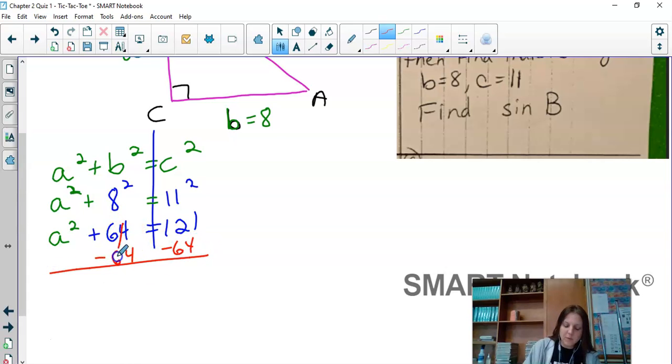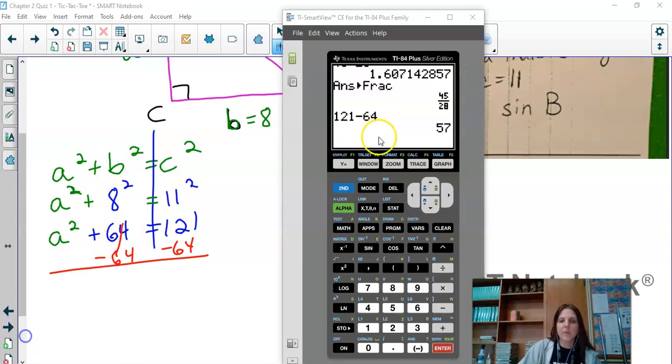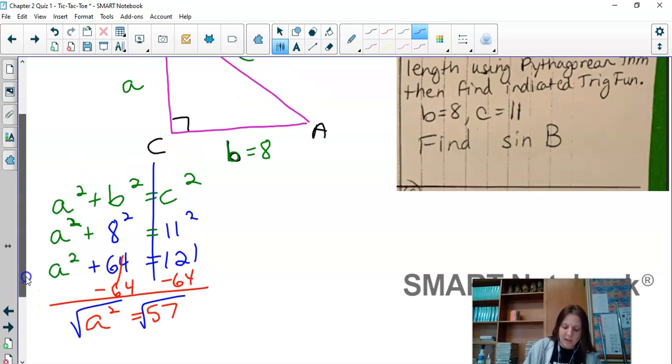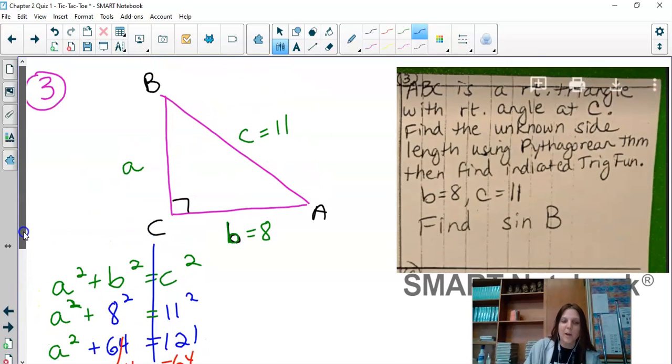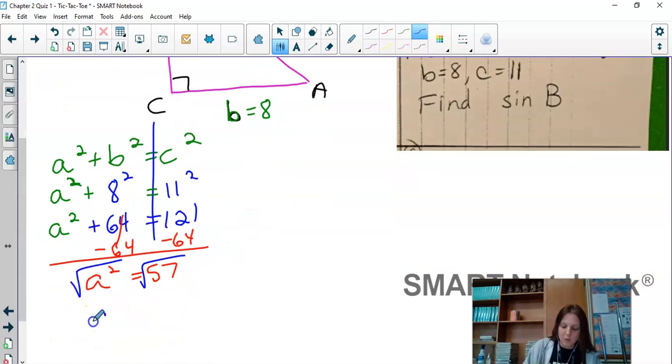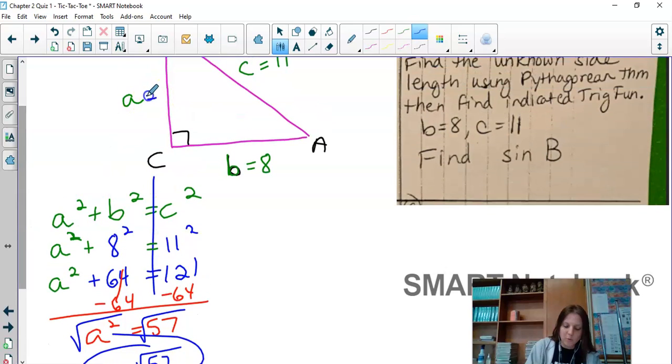If you need to use the calculator, go ahead. You can see that I got 57, which is not a perfect square. So A squared equals 57. I still need to take the square root. Technically, you get both positive and negative answers when you take a square root in an equation, but this is a side length, so we're just going to use A equals positive square root of 57. So let's label that in the picture, square root of 57.